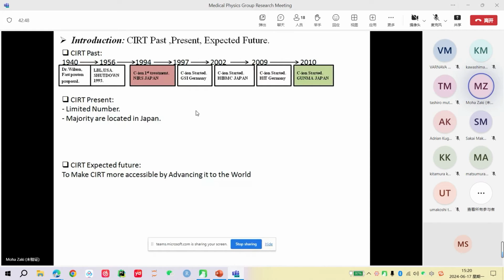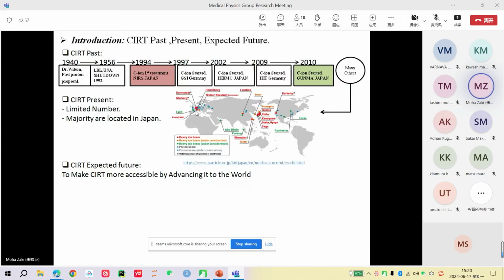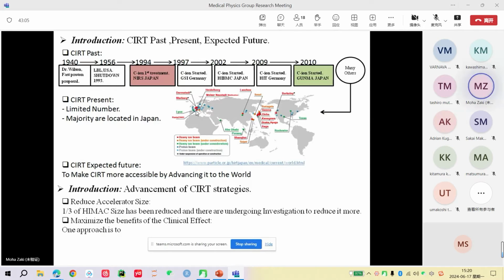And in 2010, Gunma University started using an accelerator, and since then an inspiration to increase the number of facilities of this very important therapy around the world began. Currently, the number of facilities treating with carbon ion is very limited, and the majority are located in Japan. Therefore, there is a need to advance it to make it more accessible globally. One strategy to advance it to the world is reducing the accelerator size, because it requires a massive place to be installed and a huge amount of money.